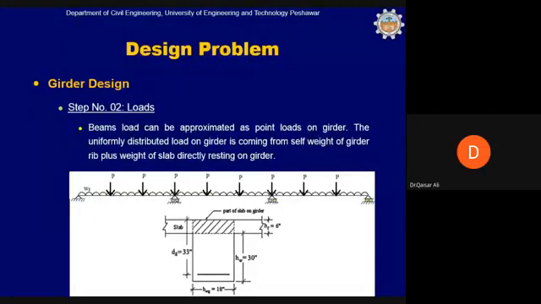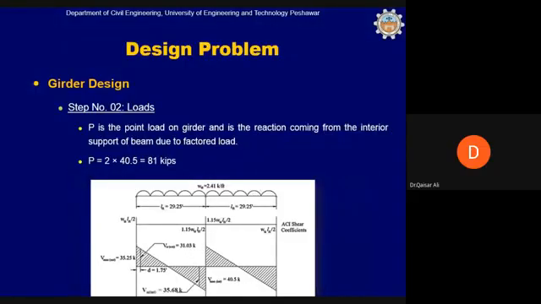Okay, next coming to the loads, how the loads are calculated. As we have seen in the previous slide, the girder will be loaded by beams with the point loads P, and then its self weight and some part of the slab, this part of the slab which is directly resting on the girder. So the two reactions which are coming from the shear force diagram here, they are 40.5 into 2, 81 kip. So this 81 kip reaction will be placed as a point load on the girder.